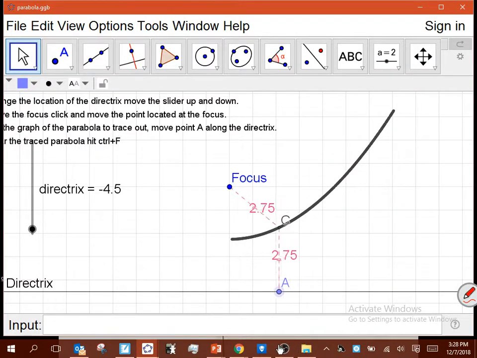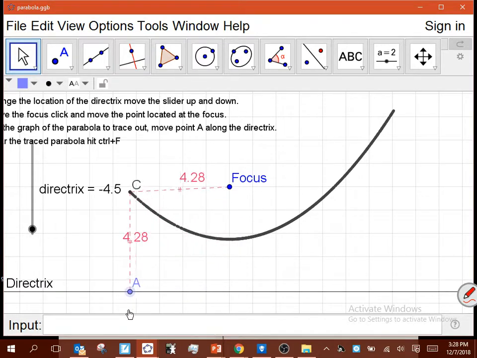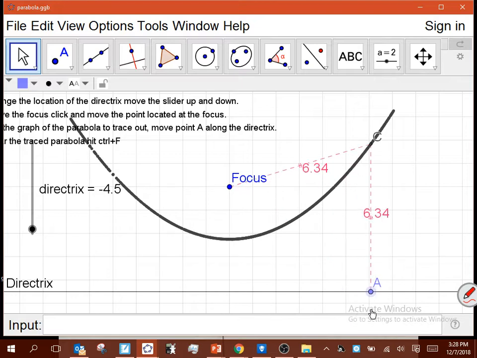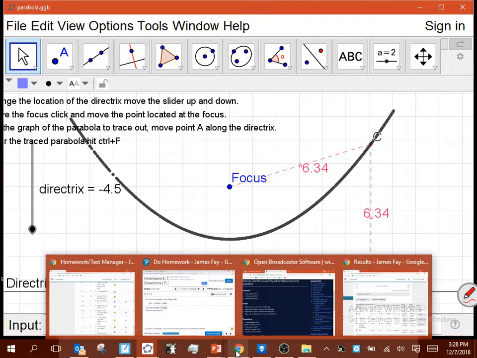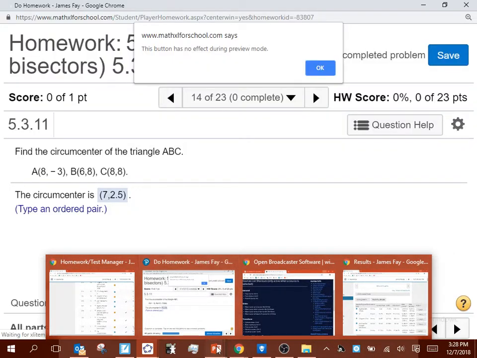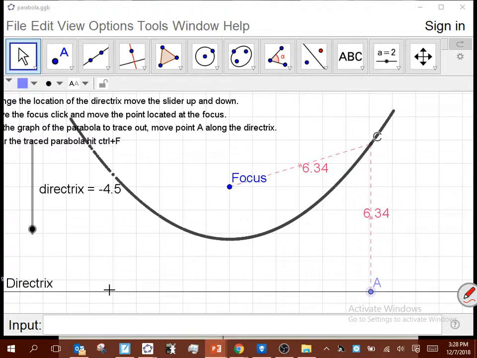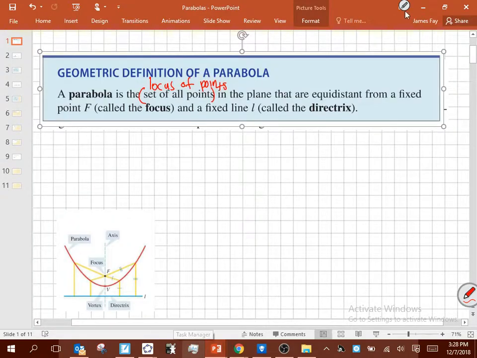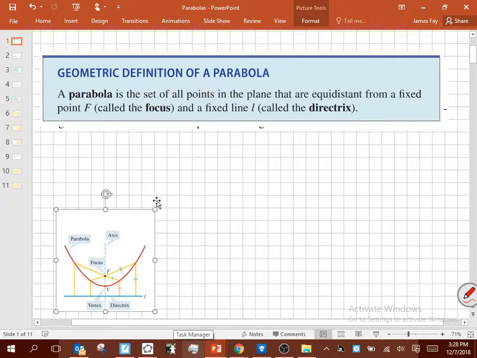So I've got now the right-hand branch of that parabola. If I go this direction, we get the same thing. As long as I maintain that distance to be the same as that distance, the point there is going to be on my parabola. So that's what we're looking for as the definition, the geometric definition of a parabola. All right, so that's what this picture is dealing with.